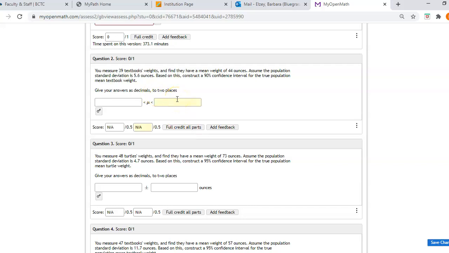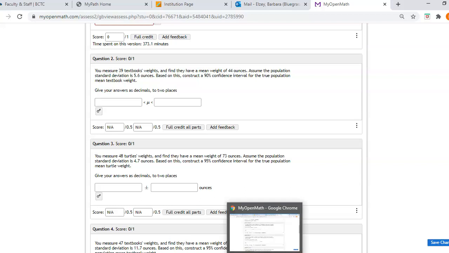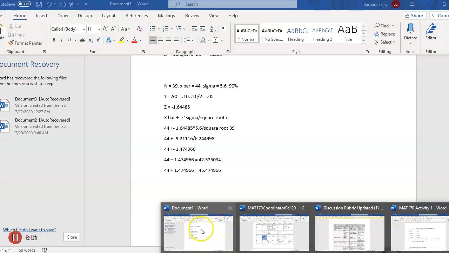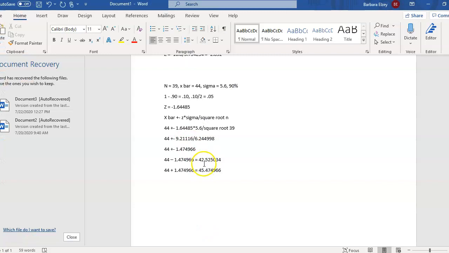All right, so in our problem right here, we look and see what we would round off to. It says 2 decimal places. So we put the smaller number on the left, and that smaller number, going back here and rounding to 2 decimal places, would have been 42.53. And then on the right, we would have put the 45.47.